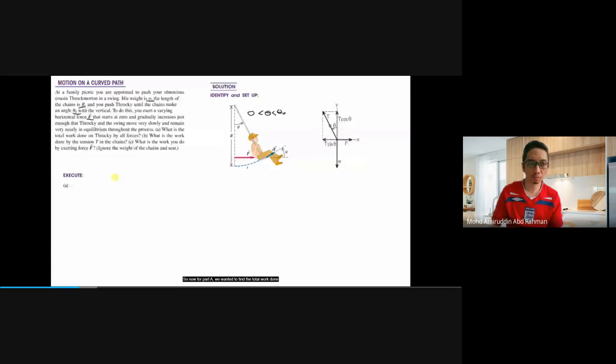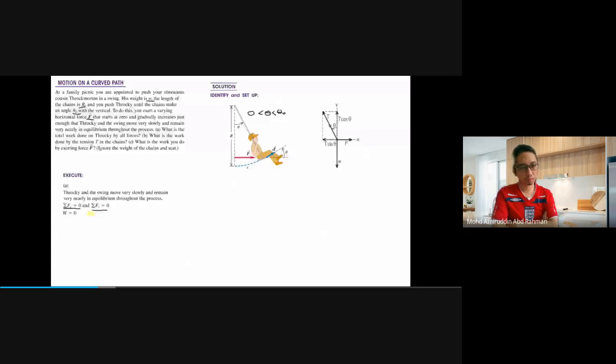So now for part A, we wanted to find the total work done by all of the forces on Throcky. To answer this, I'll read a portion from the problem. We have that Throcky and the swing move very slowly and remain very nearly in equilibrium throughout the process. So this whole time, again, all the forces add up to 0. So if the sum of the forces in the x direction is 0 for this whole path, and the sum of the forces in the y direction is 0 for this whole path, there should be no work done.